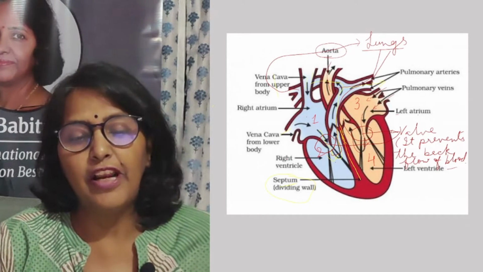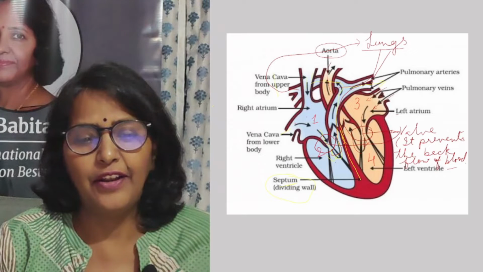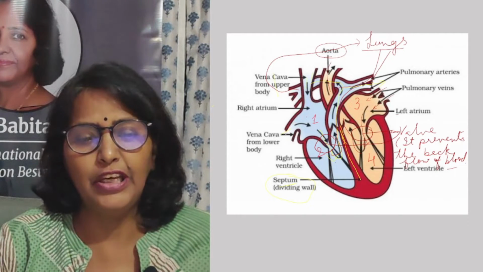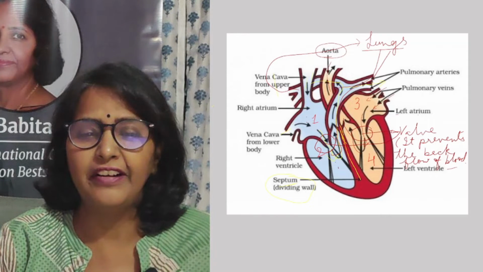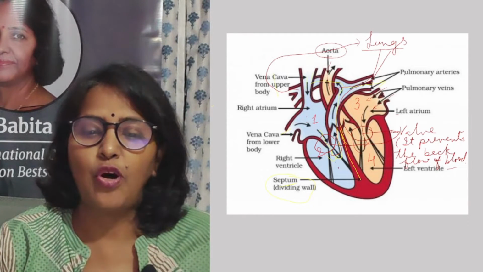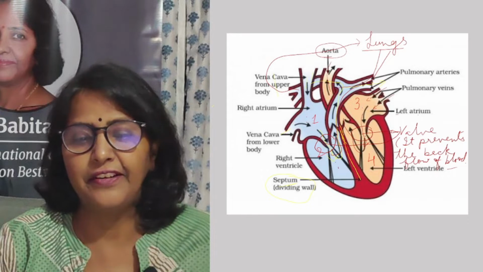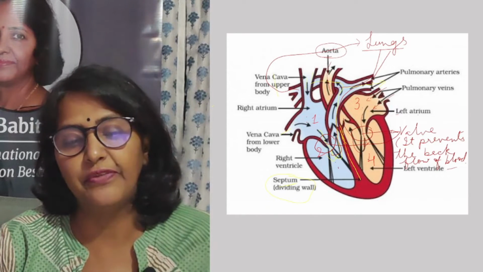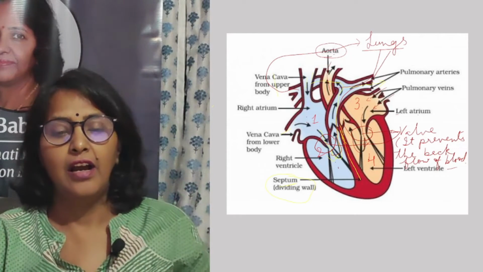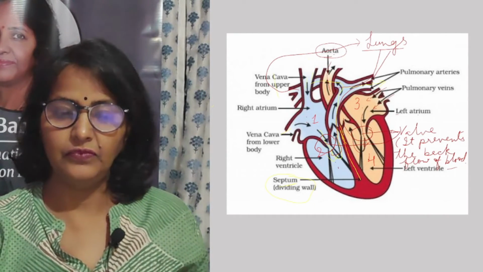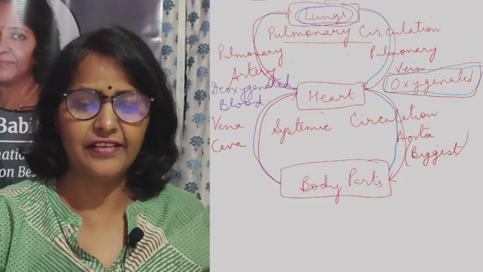Now, how does blood flow? With the arrows you can understand that it is coming into the right atrium, going to the right ventricle, from the right ventricle it is going to the lungs, from the lungs it is coming back to the left atrium, from the left atrium it is going to the left ventricle, and from the left ventricle it is going to the aorta. This is the pathway of the blood. Let us write it somewhere.